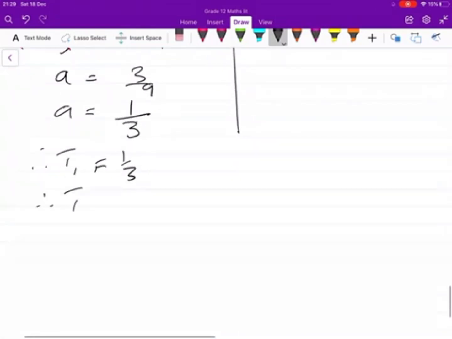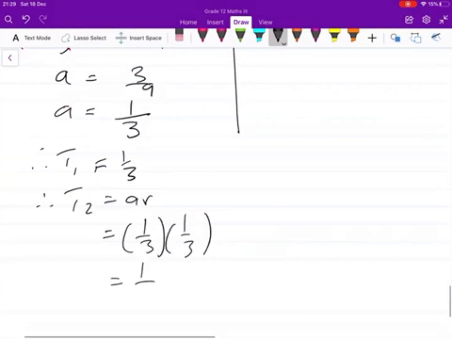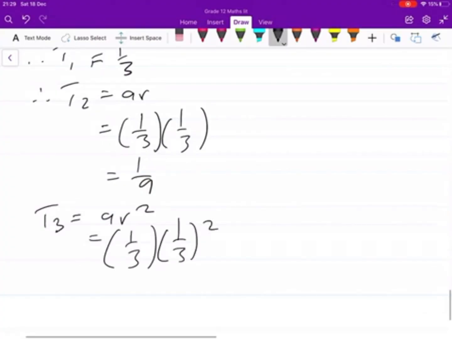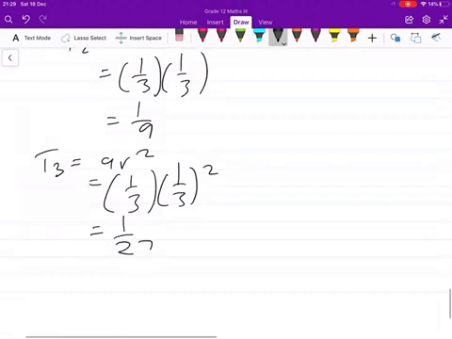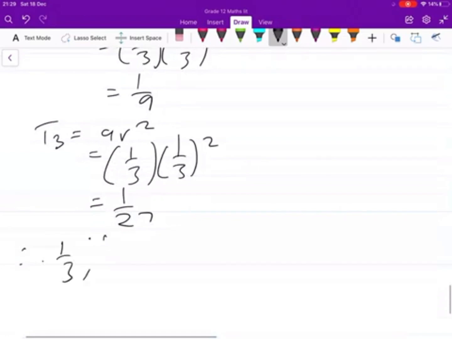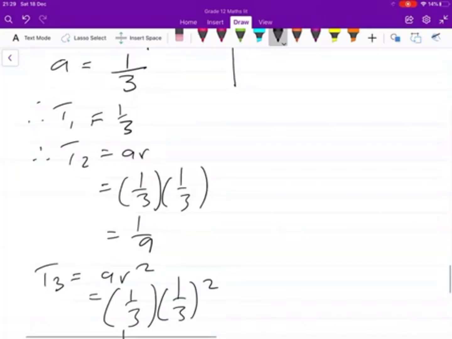We can find our second term by knowing that this is AR, and here we must say 1 over 3 multiplied by 1 over 3 so that we get 1 over 9. And then of course T3 equals AR squared. This is 1 over 3 times 1 over 3 squared. And of course it is easy for us to see that this will be 1 over 27. Therefore we have our sequence, which is 1 over 3, 1 over 9, and of course 1 over 27.